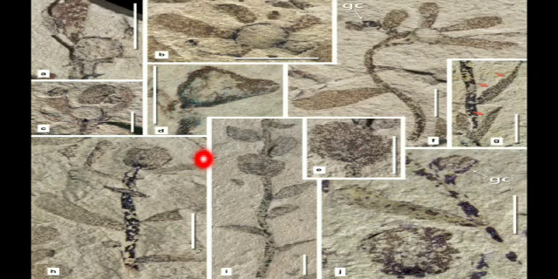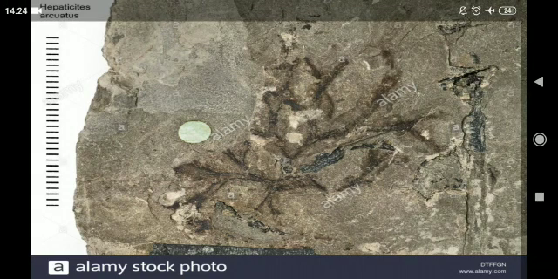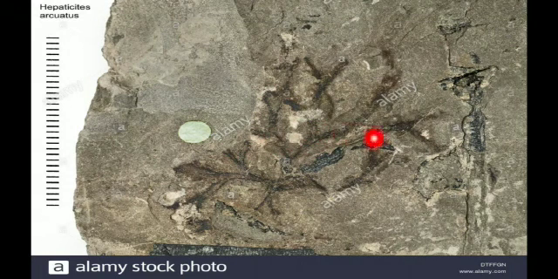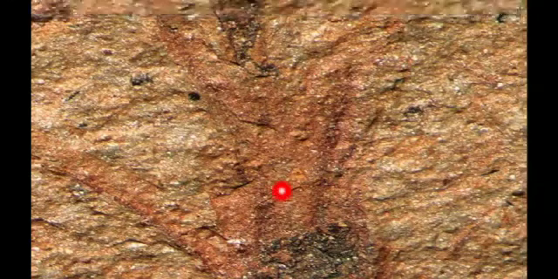Among fossil bryophytes we have Naiadita, and the next one is Hepaticites. These are imprints preserved in geological rocks. Another fossil bryophyte is Muscites.